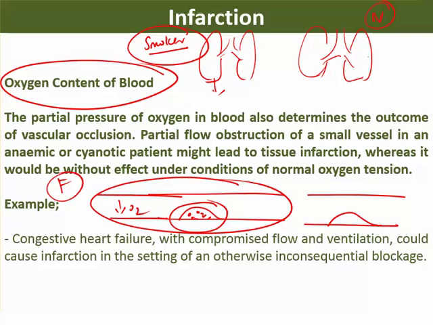Okay, this female is having less hemoglobin, which means she cannot have enough oxygen carrying capacity. So this female has less oxygen, so if the occlusion is happening, the anemic female will be affected more. So this is what you have to understand. The oxygen content of the blood determines the formation of infarction.